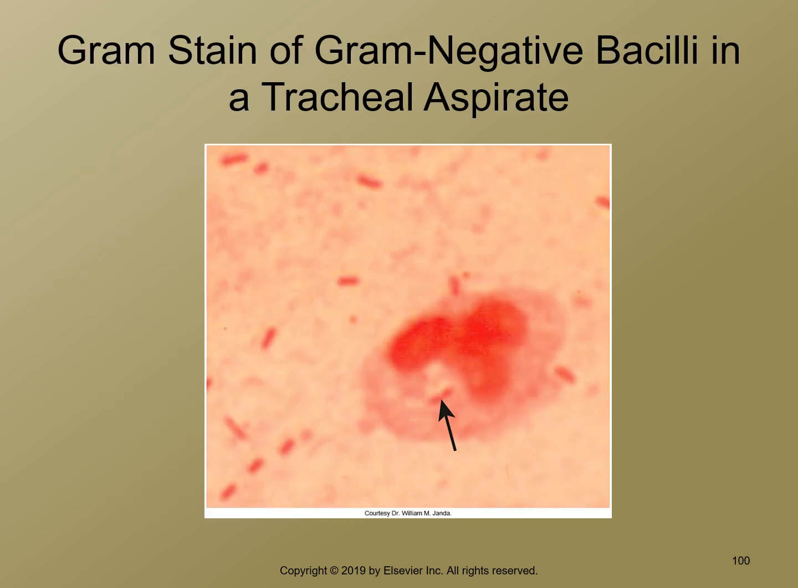This figure shows a Gram stain of a gram-negative rod in a tracheal aspirate. So here you can see this organism is intracellular within the white blood cell, and these are more common pathogens in nosocomial pneumonia.